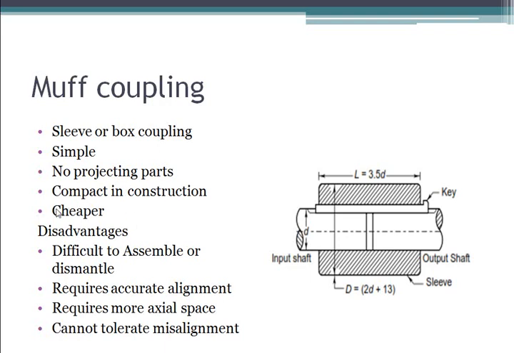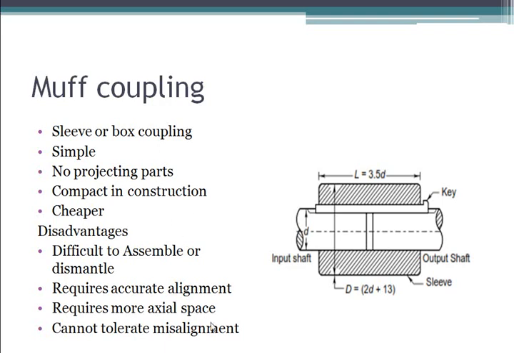This is cheaper compared to remaining type of couplings. The main disadvantages are difficult to assemble or dismantle, because the length of the sleeve is more compared to remaining type of couplings. The assemble and dismantle will be a little tougher. Requires accurate alignment. The axis of the input shaft and the output shaft should be in line. If there is any misalignment, it cannot be tolerated by the muff coupling.